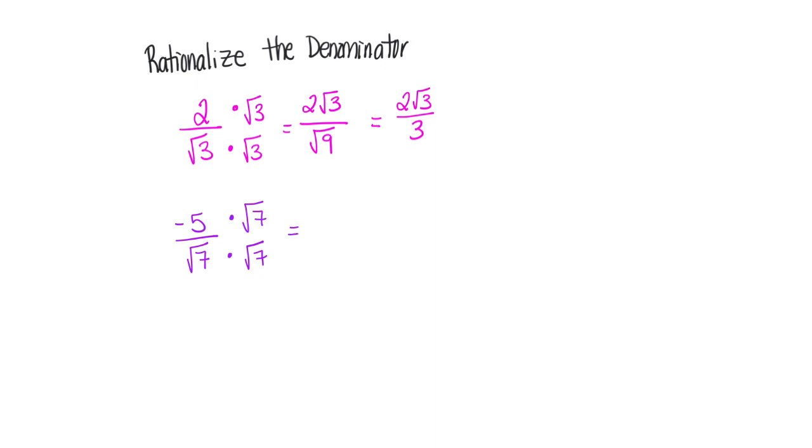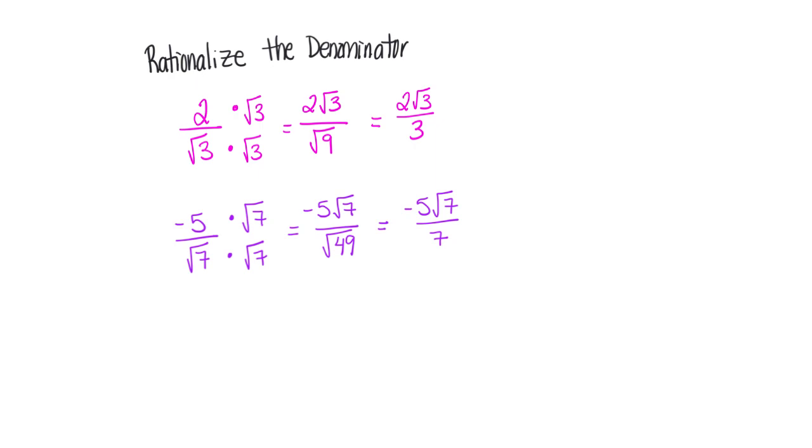Again, we're going to multiply that straight across, so it's going to become negative 5 times the square root of 7 over square root of 7 times the square root of 7, which is the square root of 49. But again, we can simplify that further, being negative 5 times the square root of 7 over 7.